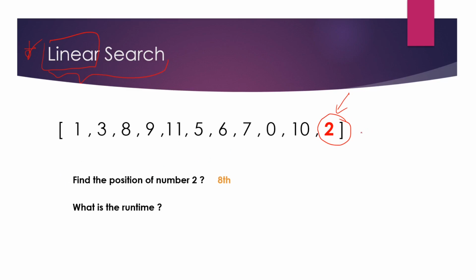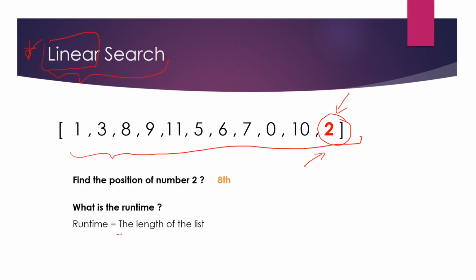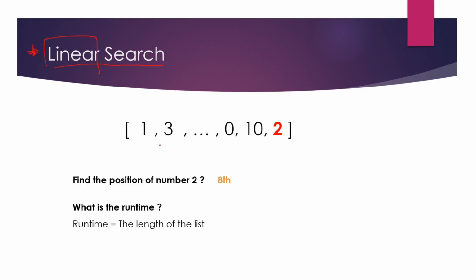And because number 2 is at the back, the machine has to scan exactly all the elements until it reaches number 2. And since there are 11 elements in this list, it has to go exactly 11 times in order to reach number 2. So we can say that the runtime equals the length of the list in the worst case scenario. So now let's wrap it up in a more general way.